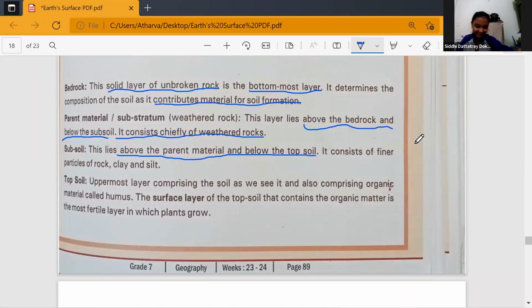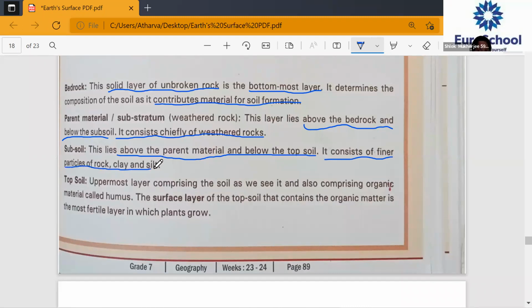Next, it consists of finer particles of rock, clay, and silt. Please underline. So in subsoil, what do you have, children? Ma'am, particles of rock, clay, and silt. Yes. Who will tell me what is a silt? Let's see. Who can tell me what's a silt?